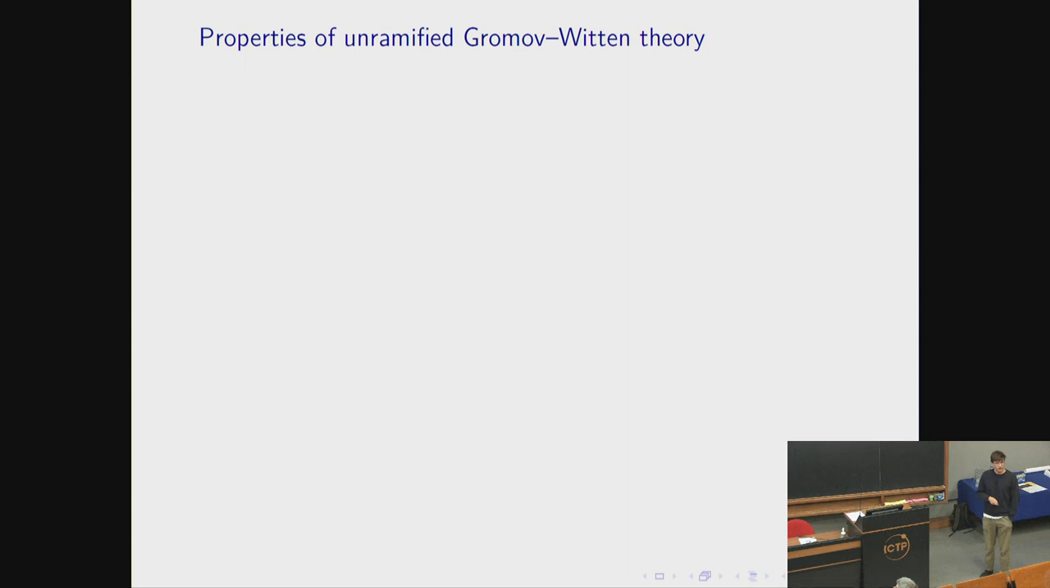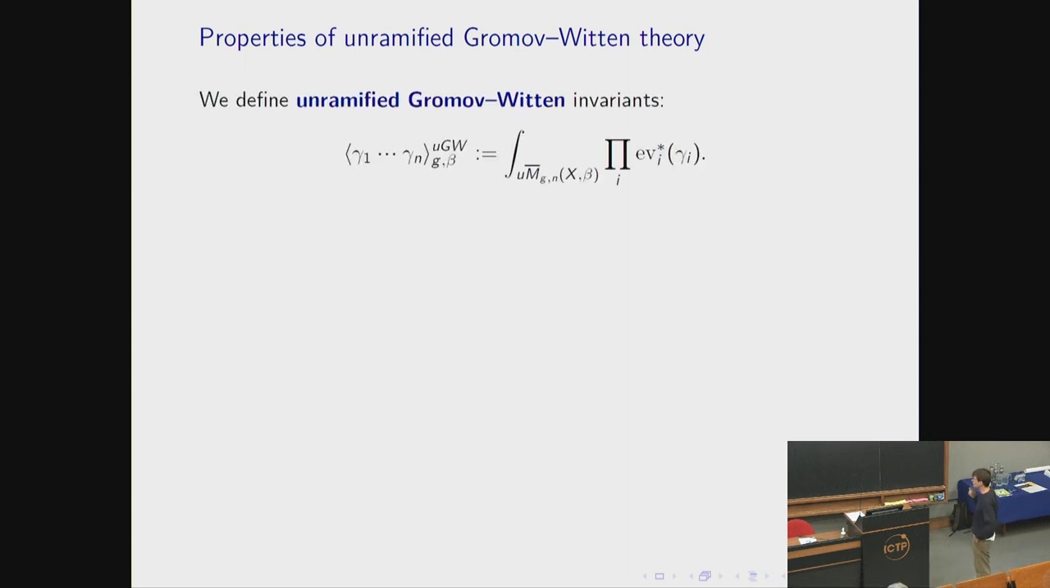So let me talk about the properties of these unramified Gromov-Witten invariants. I mean, just like in the Gromov-Witten invariant, yes. No, these Fulton-MacPherson degenerations deform to each other. You can take an X, and you can actually degenerate X to X with these bubbles. If you're referring to the fact that the target is different, the target is not fixed, and so there are many.